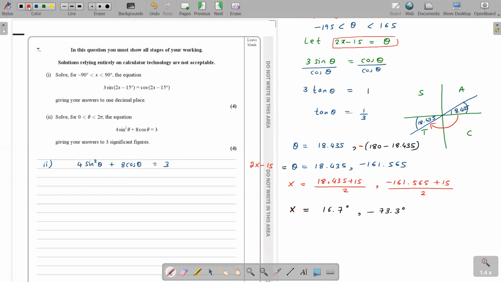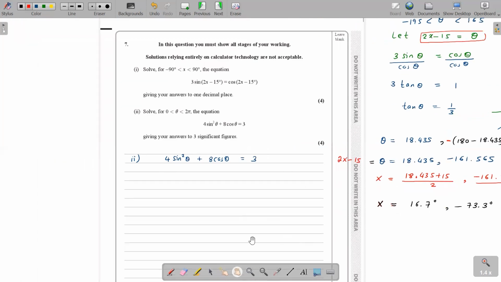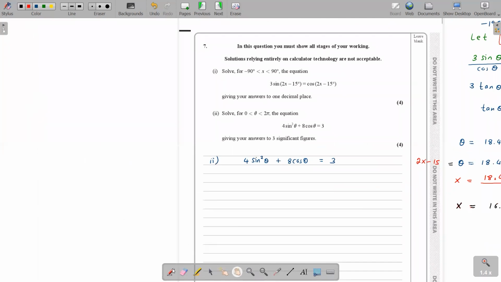So what's one of the main identities we use in this lesson? What is it? Sine square theta plus cos square theta equals 1. So then I can use that to replace the sine square theta. Who is sine square theta? 1 minus cos square theta. Sine square theta is 1 minus cos square theta. So I get here 4 times 1 minus cos square theta plus 8 cos theta equals 3.